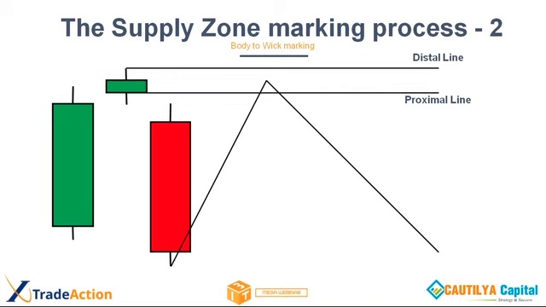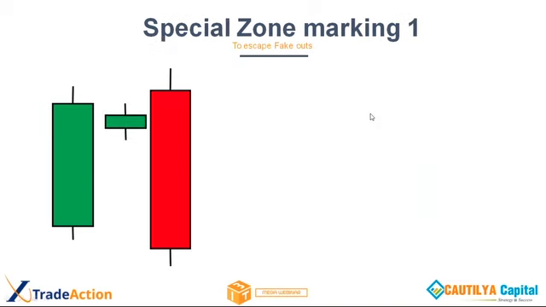Okay. There are multiple scenarios. For now, we will wait for price to come to the zone. Now there are some special zone markings. What if your base candle is lower? Can you guys make out this scenario?